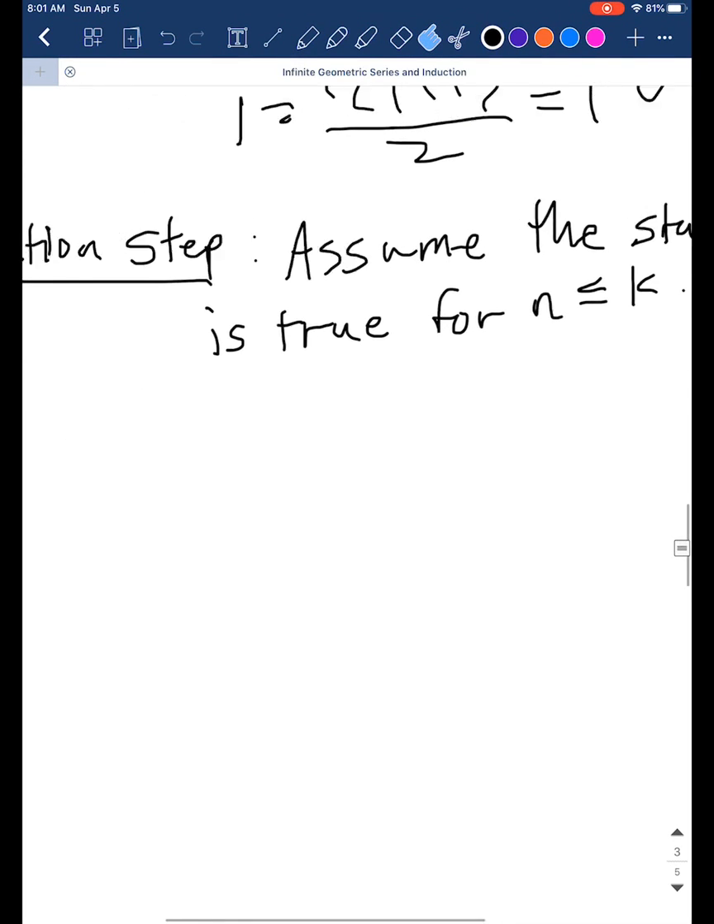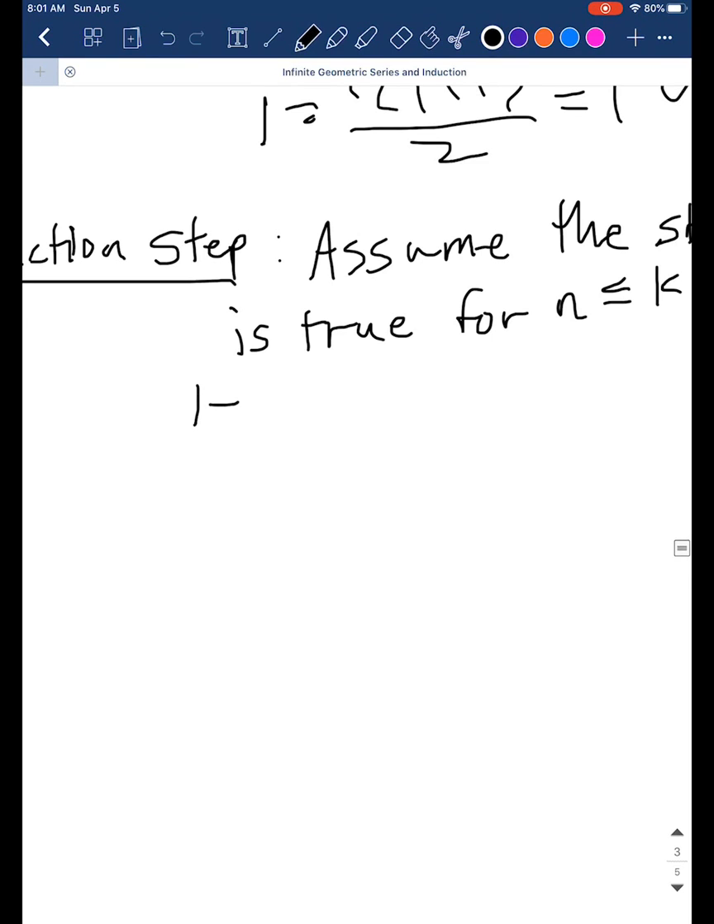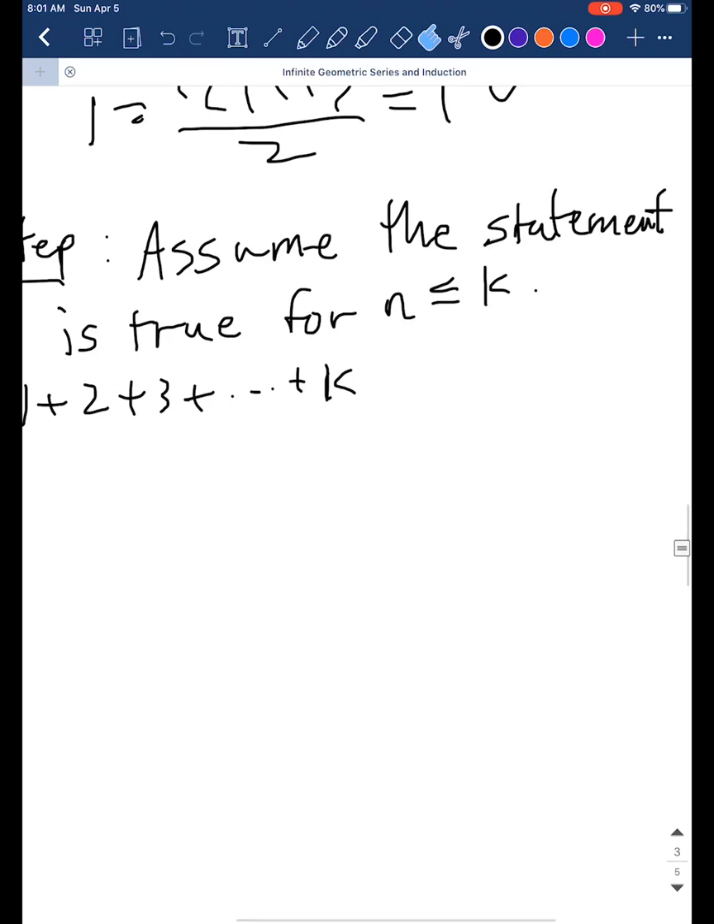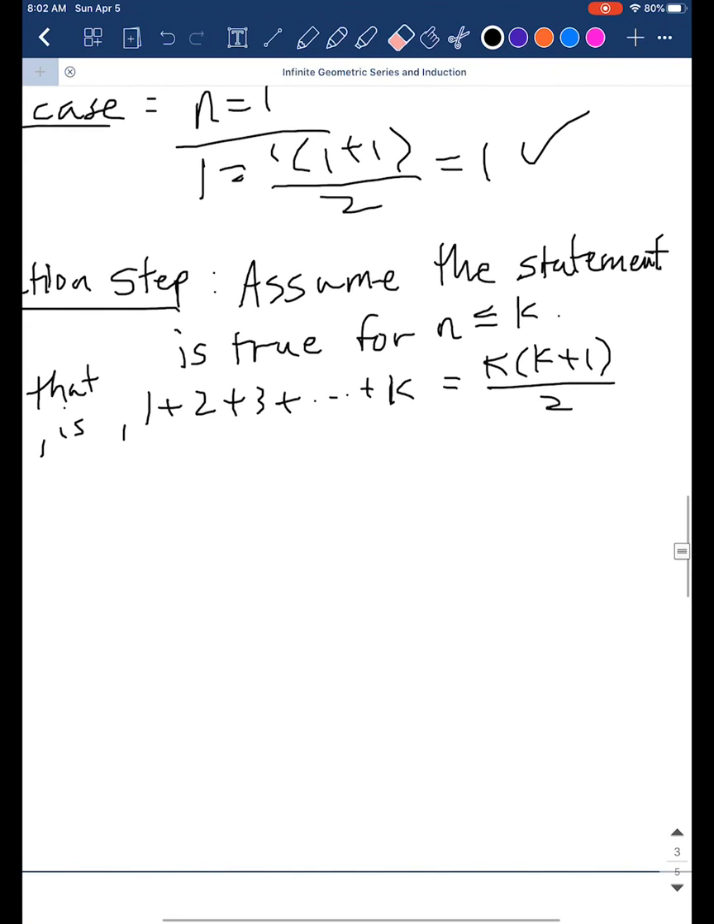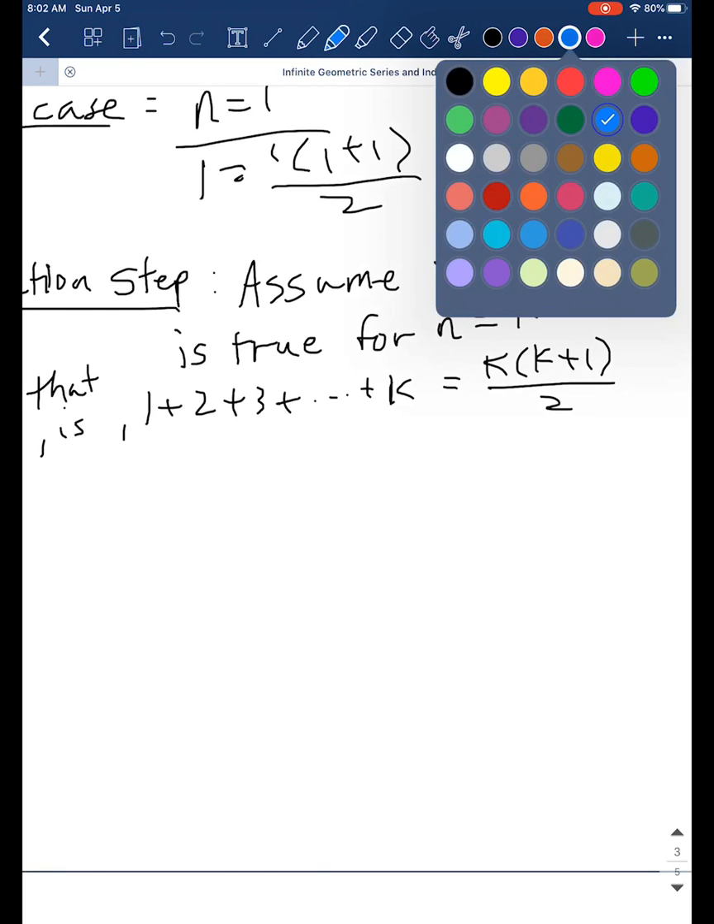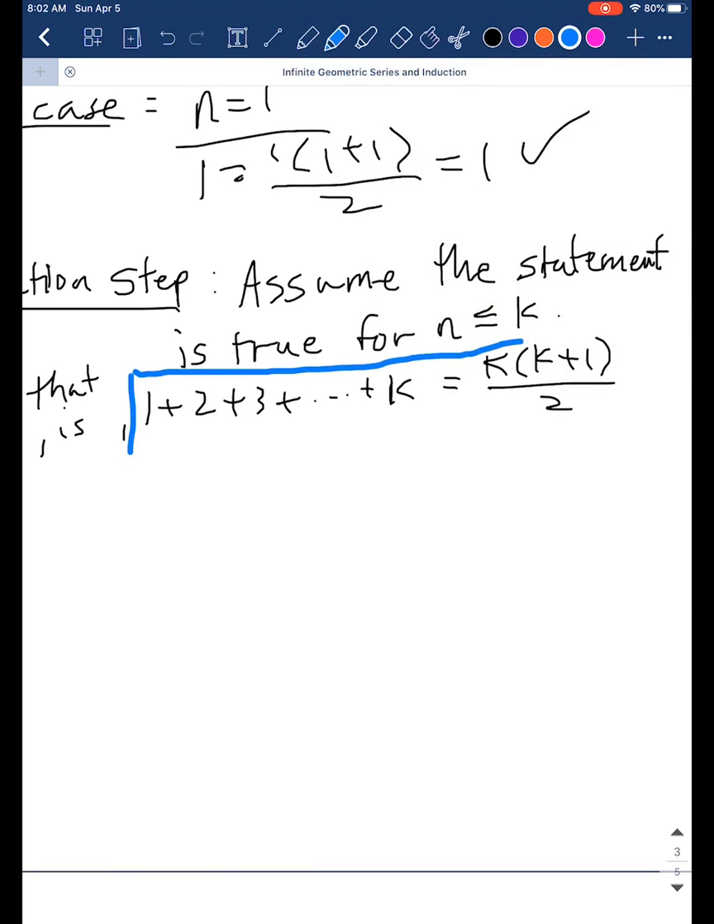Now, what does that mean? What that means is we're going to assume that 1 plus 2 plus 3, i.e. the sum of those numbers up to some value k, is equal to k times k plus 1 over 2. Zoom back out. So we are going to assume that this is true.